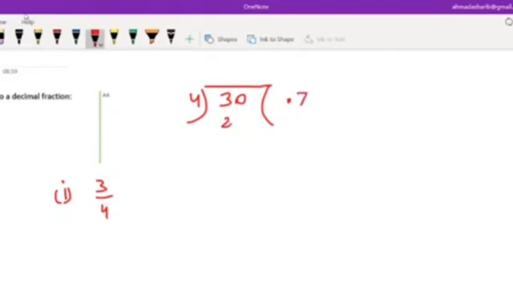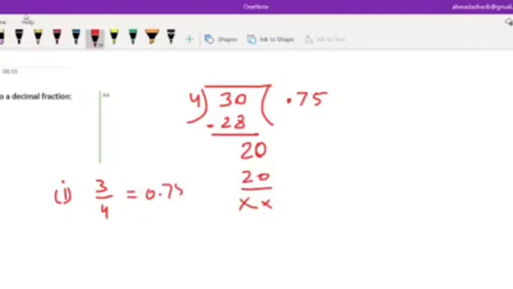4 sevens are 28. Fine, यहाँ पे कितना आ गया, 2 आ गया. So this is 2 now. So again you can increase 1 0 without putting the decimal, means you don't have to write the decimal, you can already increase 1 0. Now 4 5s are 20. So the answer is 0.75.